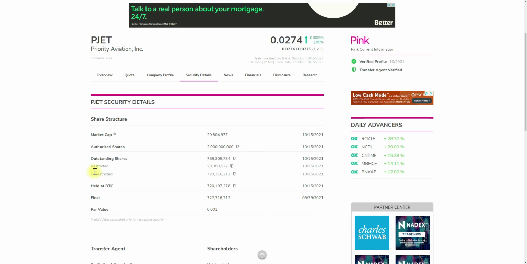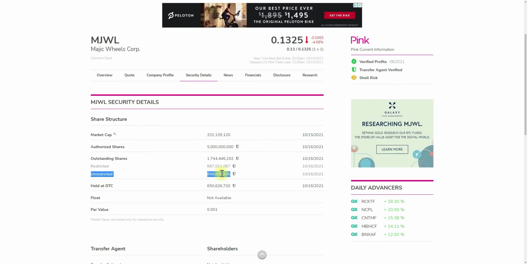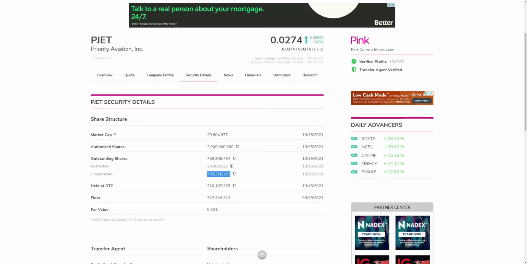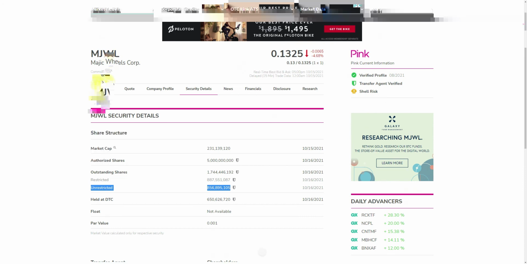As we look at it, the outstanding shares is 759 million. Unrestricted is 729. That is our float right there. We're taking that as our float. This is how much we trade. So let's compare low float and medium float, 2.9.